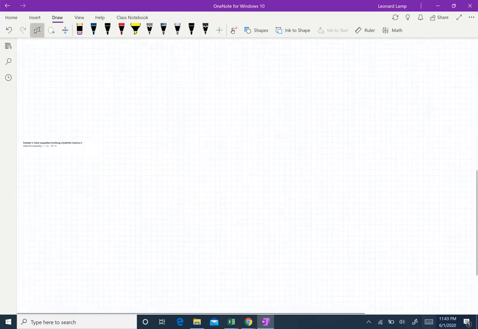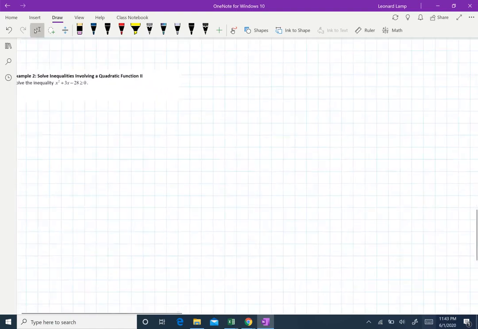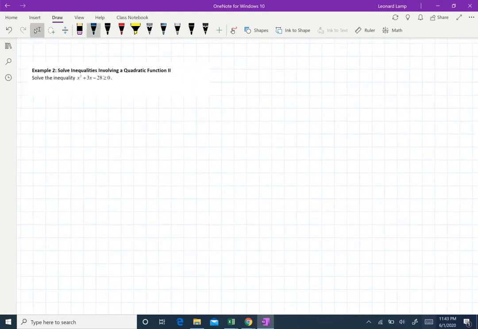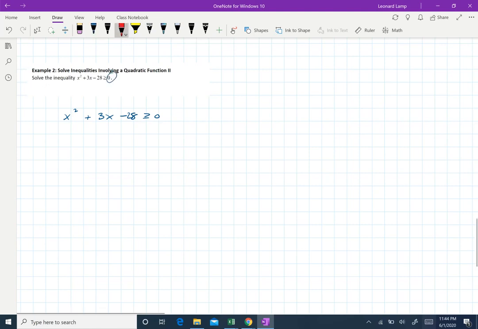So example number 2, okay, solve the inequality x squared plus 3x minus 28. And I'm only going to use option number 2 here, because I like that one the most. It's probably the hardest to get a handle of, but it's going to make your calc a lot easier. So again, first thing I want you to notice is that there's already one side that has a 0 on it. So I'm just going to stare at this x squared plus 3x minus 28, and set it equal to 0.